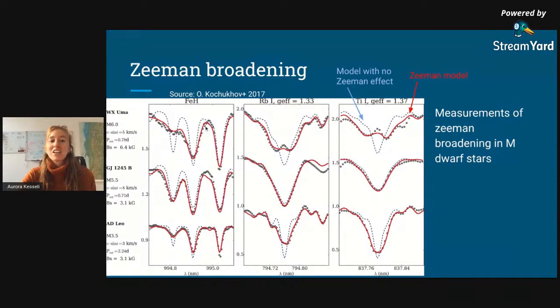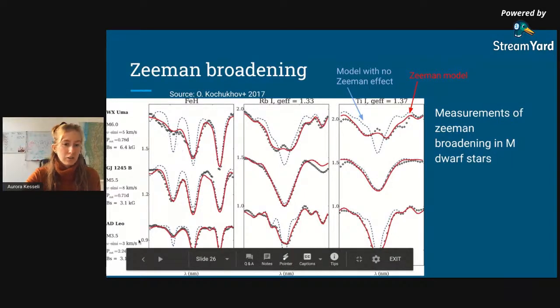to Zeeman broadening. So you get this weird thing where in blue, we have the model that has no Zeeman effect. And in red, we have a model with the Zeeman effect. And then in black, we have the actual data. So you can see that the model with no Zeeman effect fits the line really nicely here, but then doesn't fit the line at all. And you need the Zeeman effect in order to explain why we basically see no line here, because the line is so broadened.